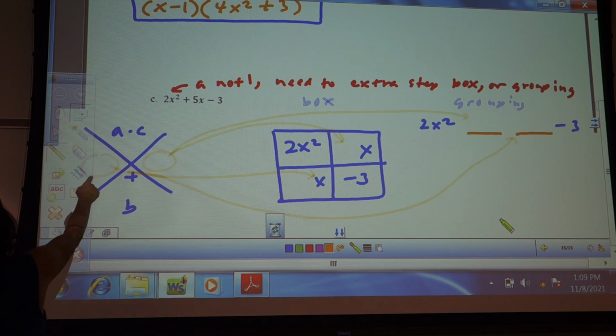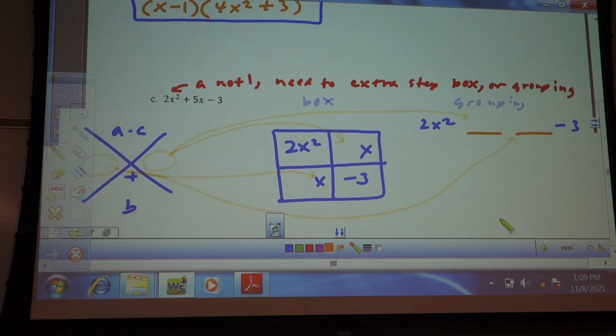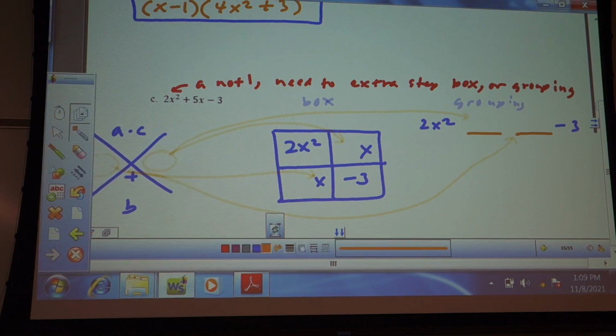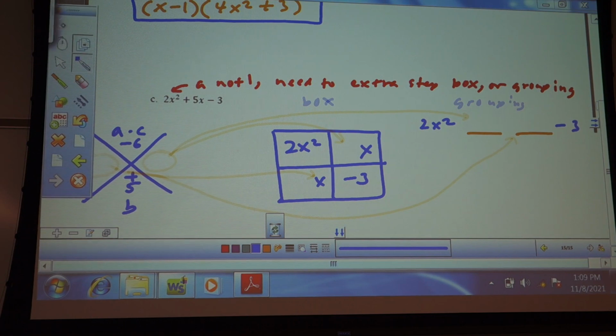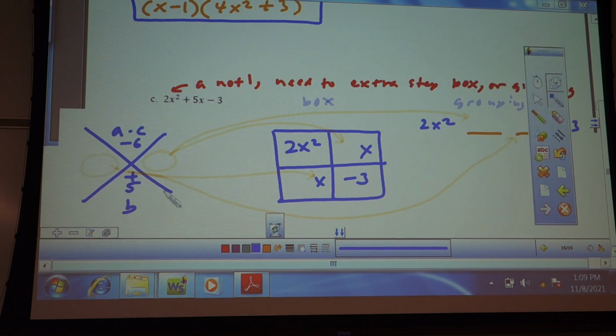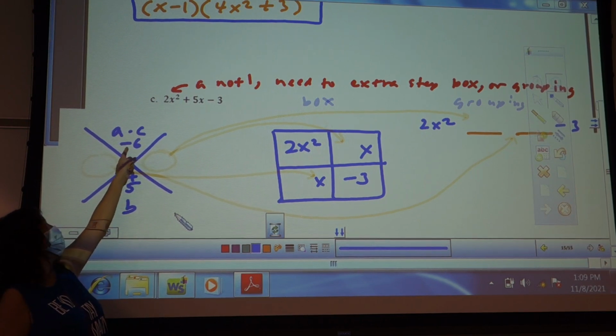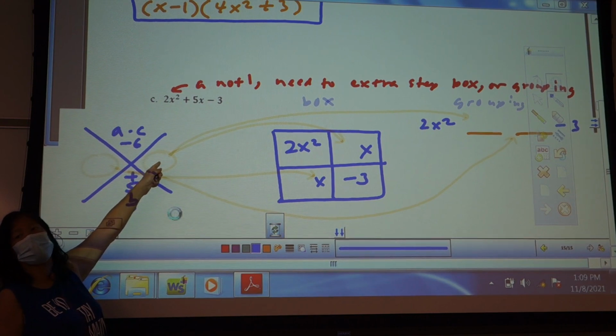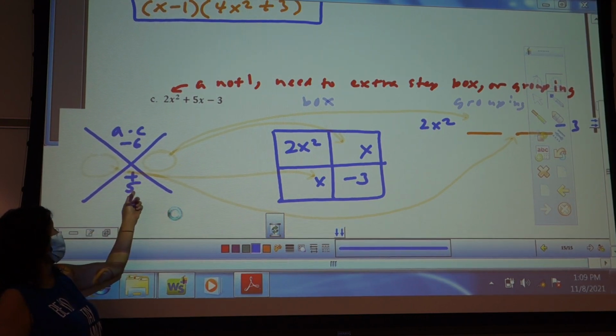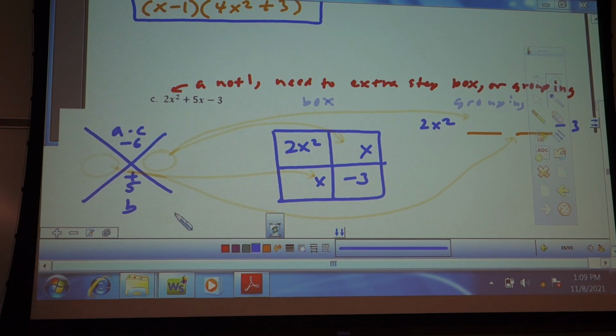All right, so my A times C, 2 times negative 3, is negative 6. So the two numbers multiply to negative 6 and add to whatever B is. What's B? 5. So you need to find two numbers that multiply to negative 6 and add to 5. Remember, since this is negative, the only way that two numbers multiply to a negative is if one's positive, one's negative. So their difference has to be 6. So keep that in mind.